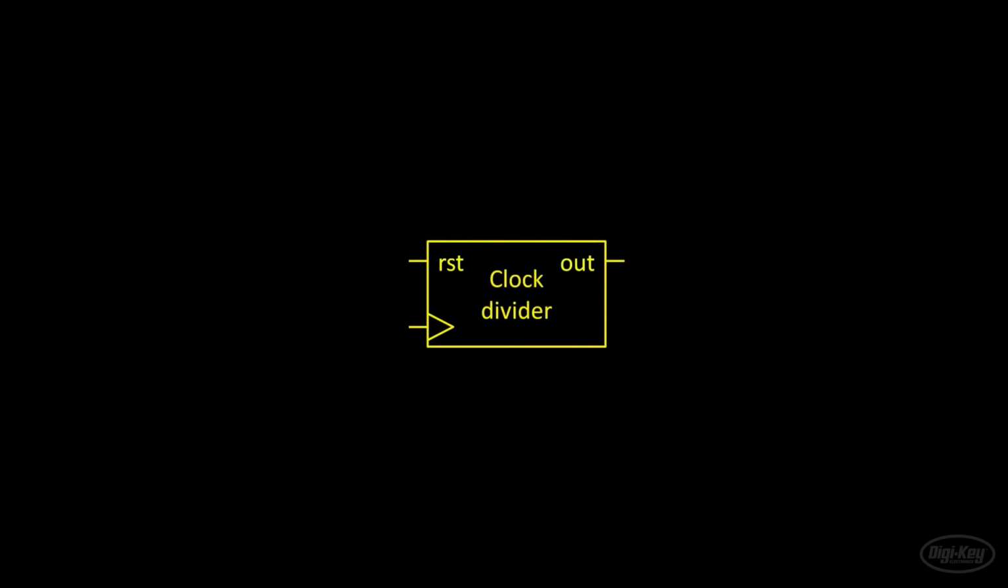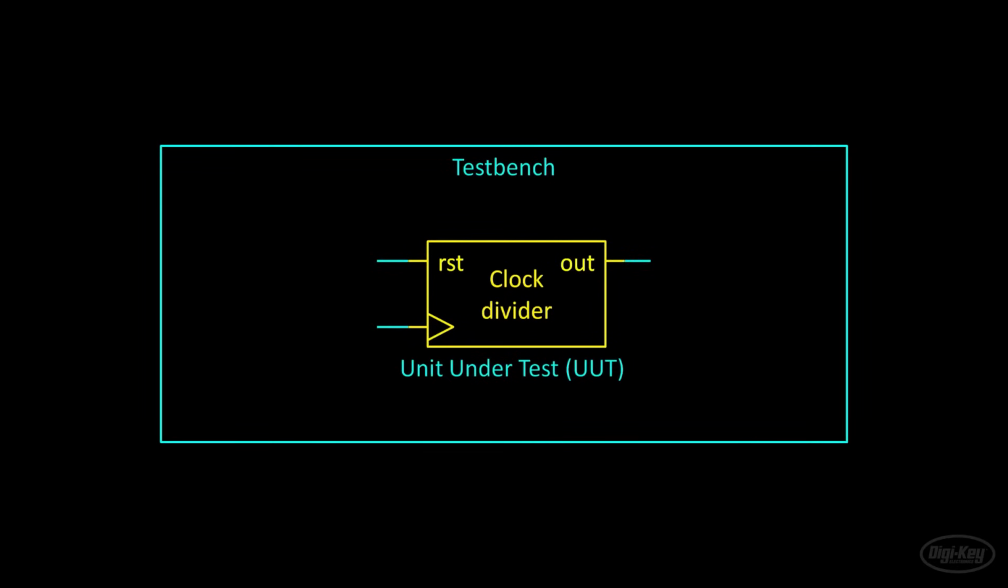Just like we did with our top-level design, our test bench will instantiate the module we wish to test. You will often see this module called the Unit Under Test, or UUT. Note that you can test several modules at once in a test bench if you wish. We'll stick to just one module for now, though.